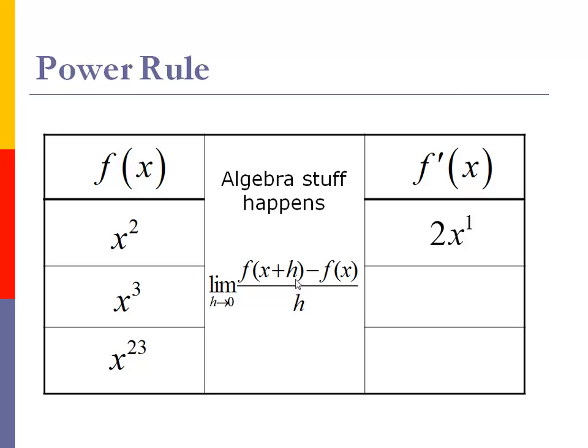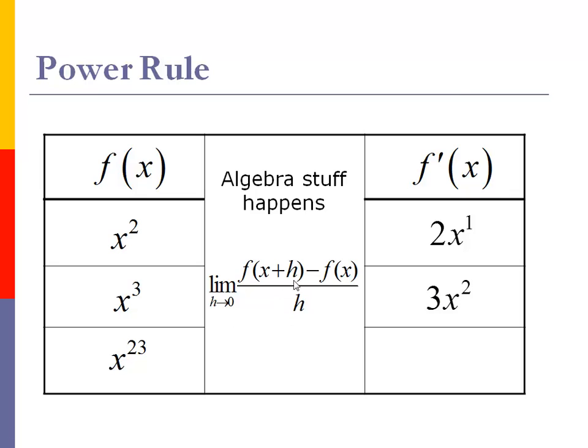Next, we take x plus h, put it into x to the third, expand it out, subtract an original x to the third, divide by h, and then plug in 0 for the h's, and guess what? When we do all that algebra, we're going to get 3x squared.